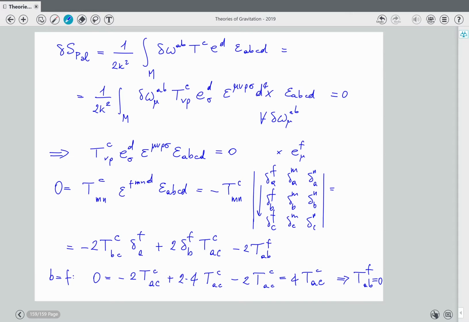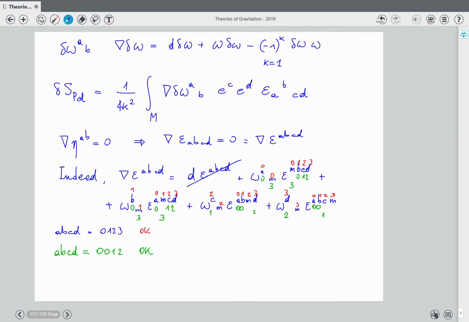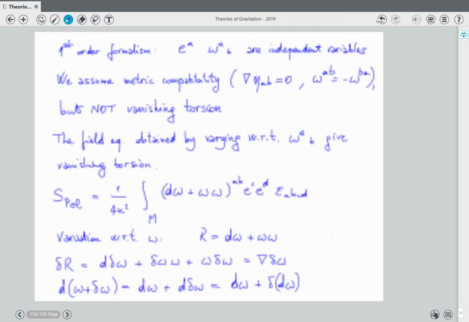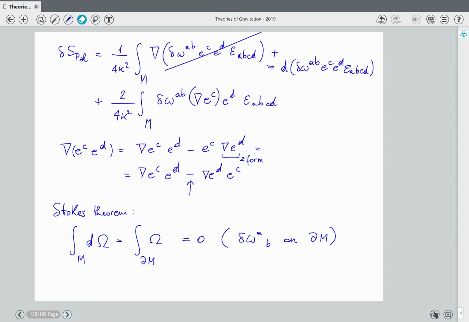Now, so the first field equation, the equation of omega, gives vanishing torsion. Now we have to work out the equation obtained by varying with respect to E. That's easier, actually. Could have done it first.